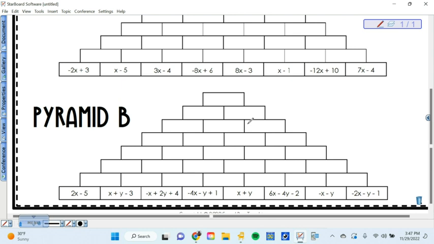So I must use like Pyramid A plus B, and then it'd be -11 plus. And then it's, so it would be that X plus. Yeah, yeah.